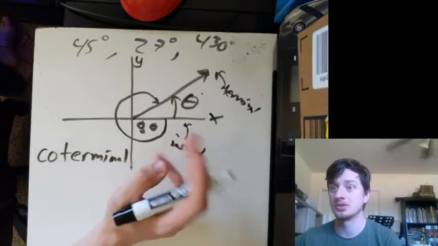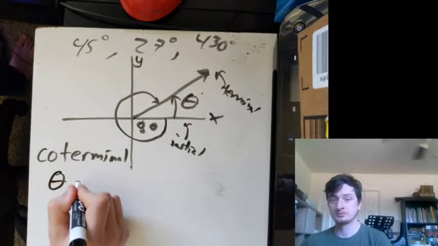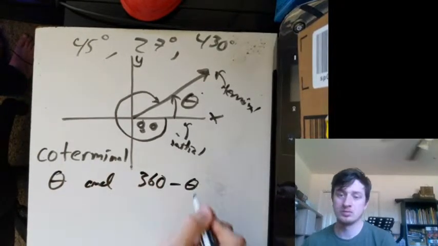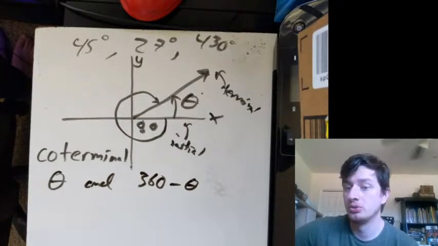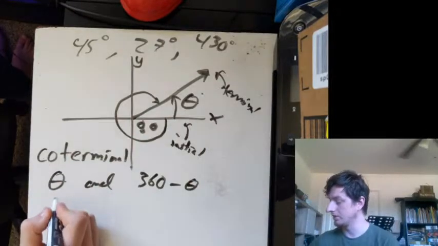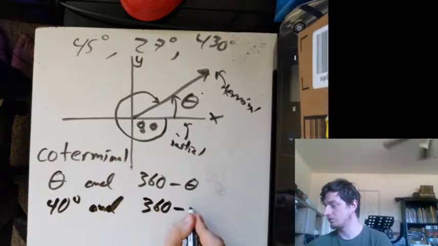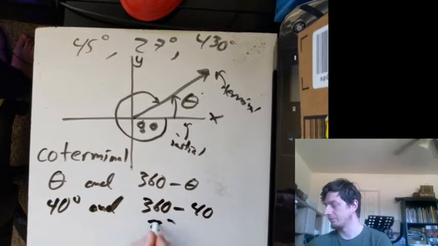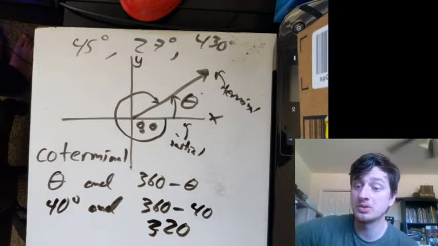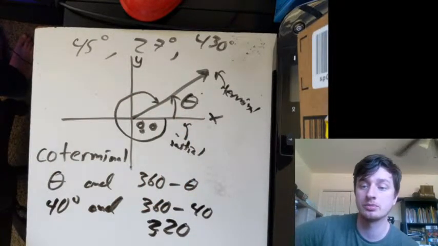You've been doing this before. We haven't thought about it or used this language. But basically, we take our theta, and we take 360 minus theta. Those are our two coterminal angles. So say you had, I don't know, 40 degrees. So it'd be 40 degrees and 360 minus 40, which is 320. And those two angles together would make the full circle, right?